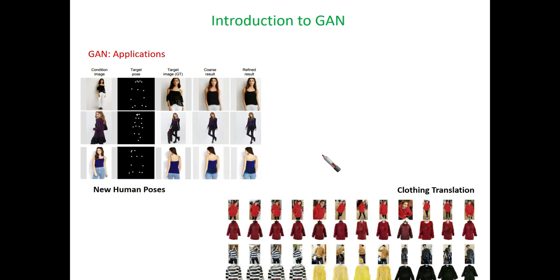You can also use the GAN to produce different kinds of human poses. For example, this is one image, what we call the condition image, and you set some target pose, okay? This is basically the target image you would like to generate, but we don't give this image. So this is the target pose, and then the GAN generates this image. And if you do further refinement, then it becomes this image. So you see this image almost looks like the target image, right?